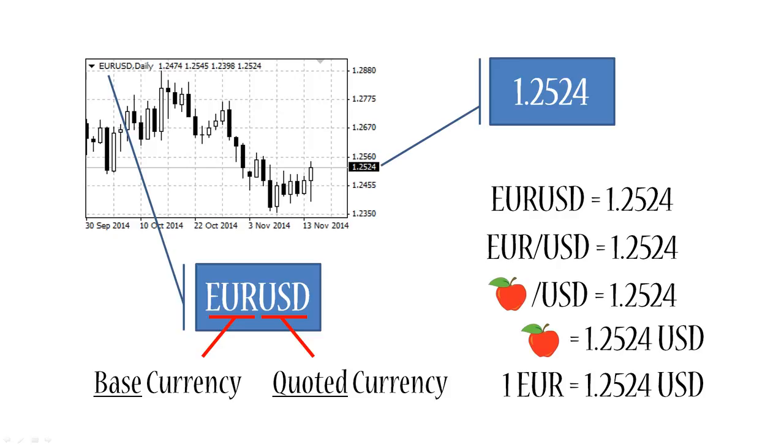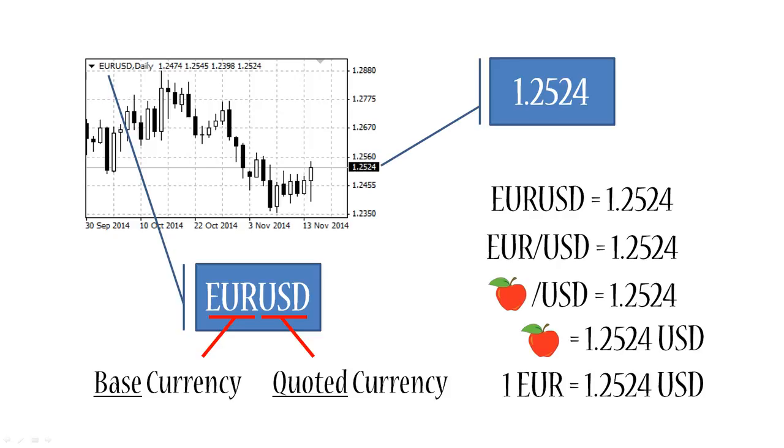So this means that at the point in time when the snapshot was taken, for 1 euro you would get 1.2524 US dollars. And conversely, to buy 1 euro, you would need 1.2524 US dollars. And this principle applies to any currency pair. The chart simply expresses the value of the base currency, which is on the left, quoted in terms of the quoted currency, which is on the right. So as more candles appear throughout the day and the price changes on your chart, you always know that this is simply the price of the base currency changing in terms of the quoted currency.